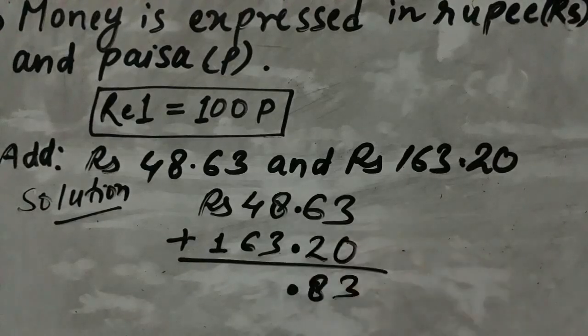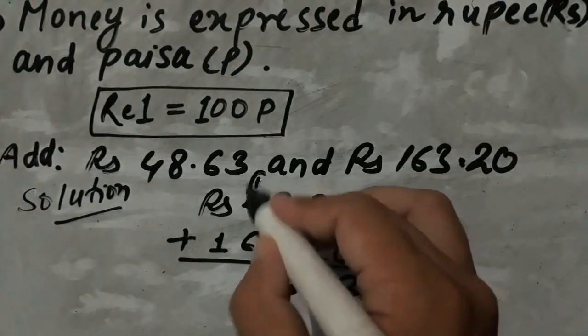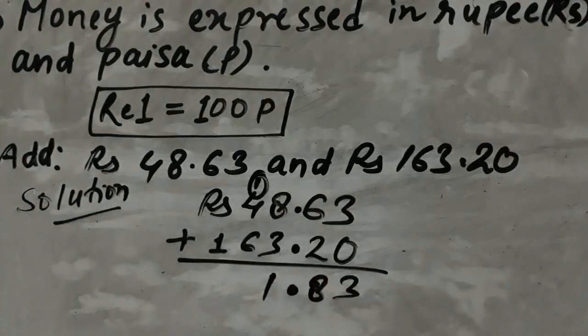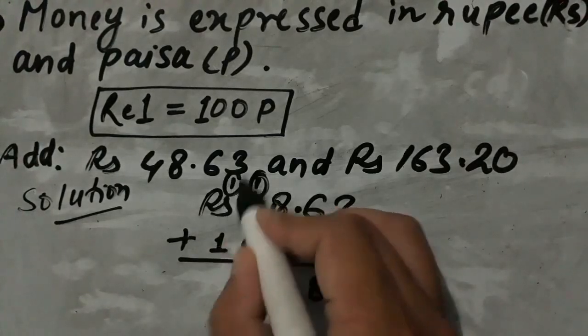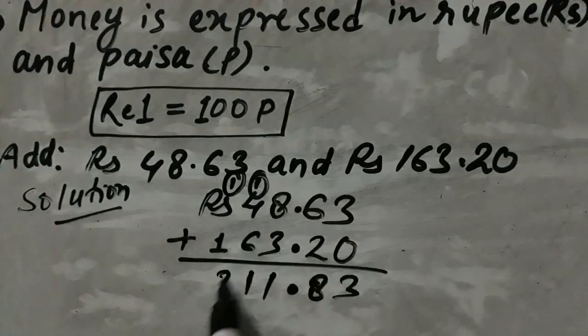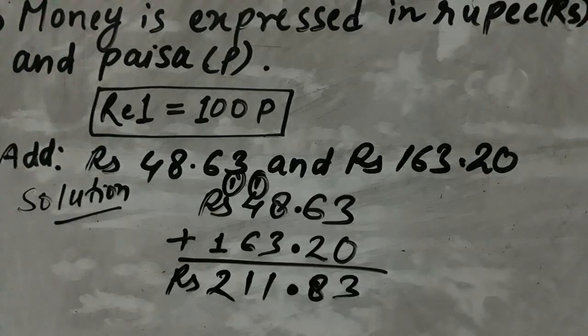So 8 plus 3 is 11. 1 carry over. 1 plus 4 is 5. 5 plus 6 is once again 11. Again 1 will be carry over. So 1 plus 1 is 2. So this is rupees. So students, in this way the addition of 48.63 rupees and 163.20 rupees is rupees 211.83, which means rupees 211 and 83 paisa.